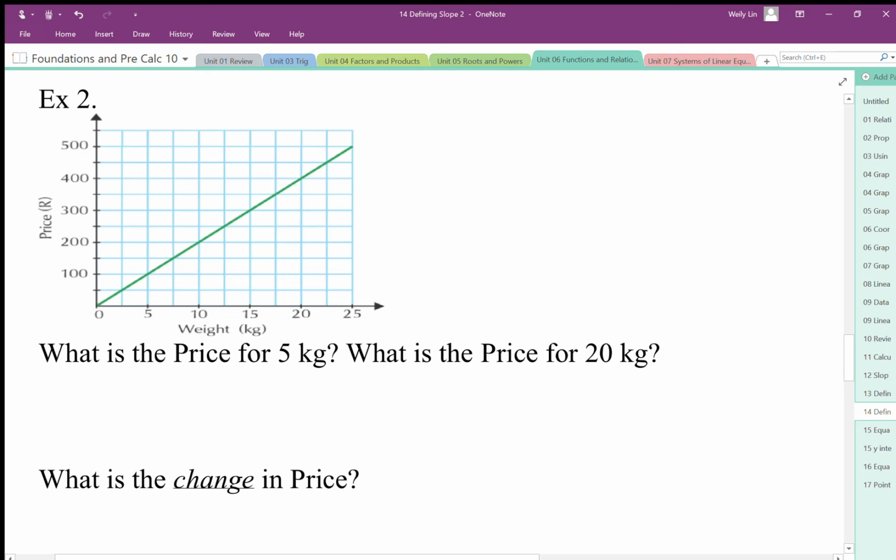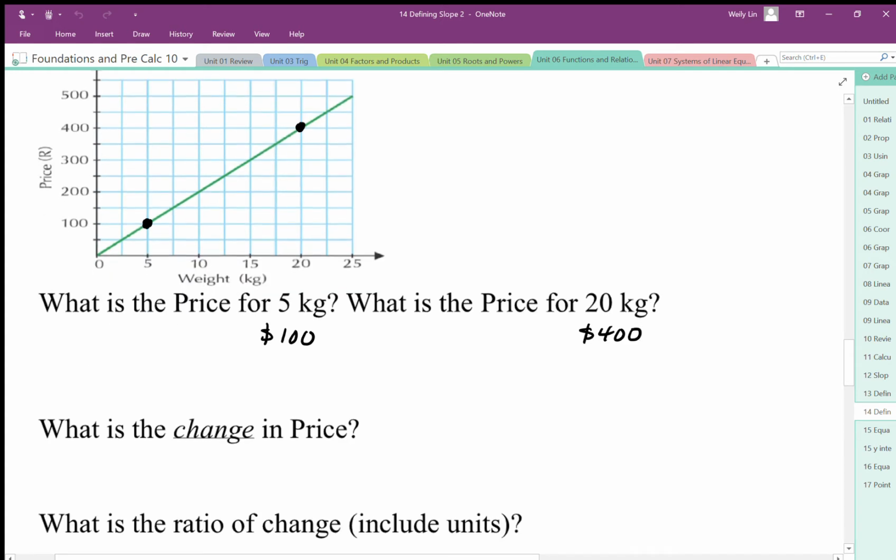So when we look at the graph, it asks what is the price for 5 kilograms? It looks like for 5 kilograms, we're looking at $100. The price for 20 kilograms, it looks like that price is going to be $400.